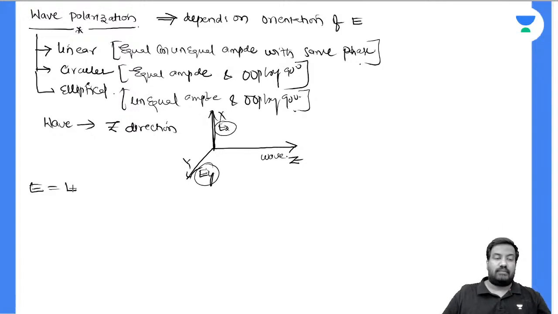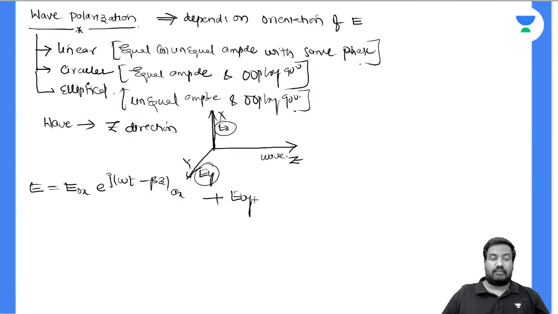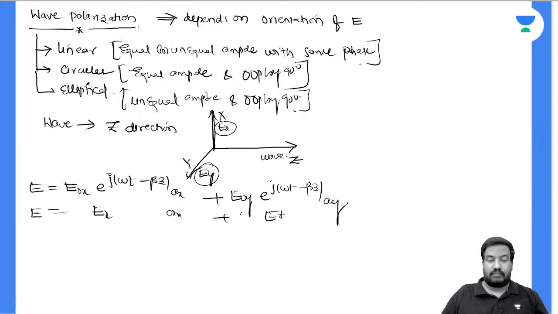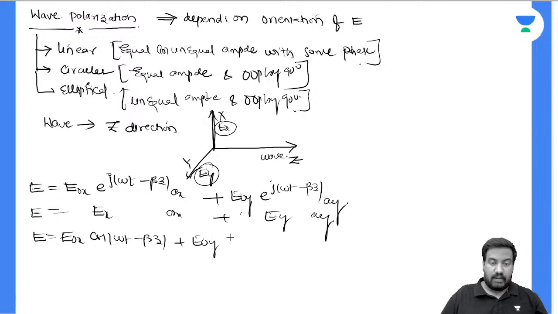Therefore, E is given as E naught x into e power j of omega t minus beta z ax, plus E naught y into e power j omega t minus beta z ay. This is of the form E is equal to Ex ax plus Ey ay. Removing the imaginary components, it is given by E naught x cos of omega t minus beta z into ax, plus E naught y cos of omega t minus beta z into ay.